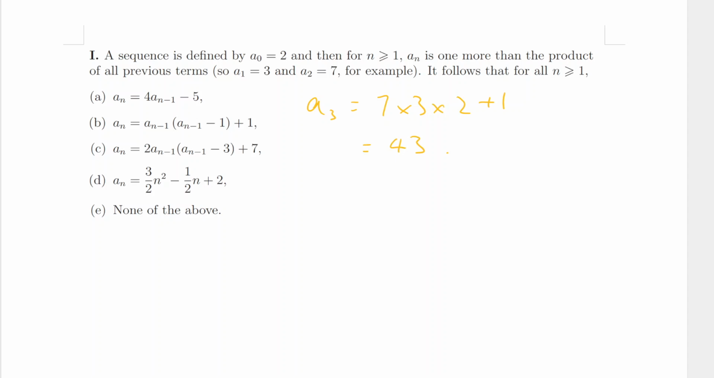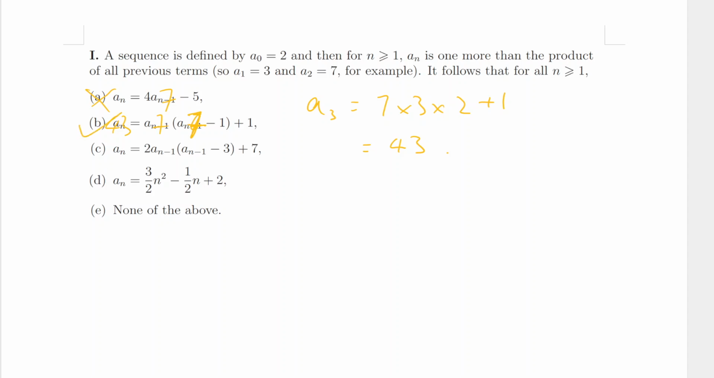Is a correct then? 43 equals 28 minus 5? Because a2 was 7, right? So a is definitely wrong, right? 43 is not 28 minus 5. How about b? 43 equals 7 times 6. Sorry, I got ahead of myself. This should be 7. So 7 times 7 minus 1 is 7 times 6, which is 42, plus 1. Okay, b sounds okay so far.